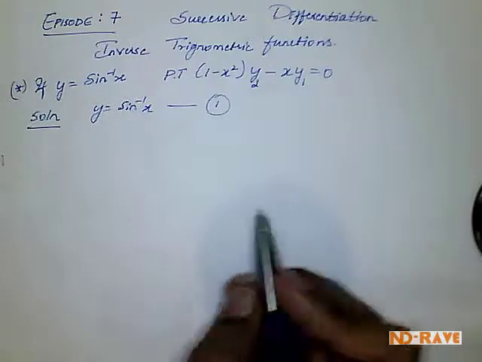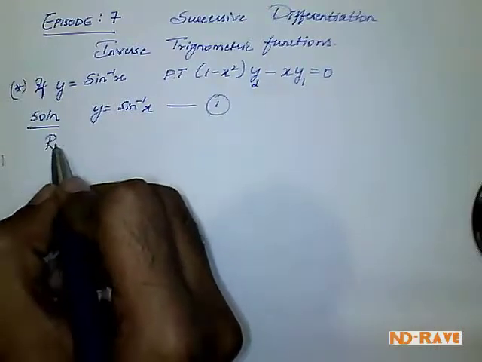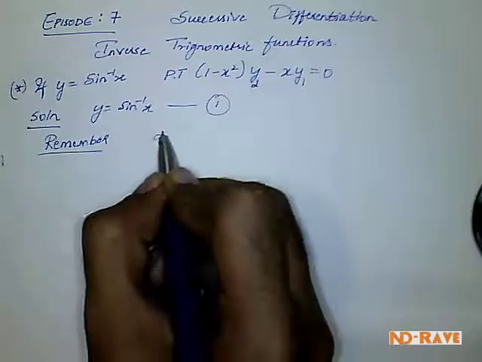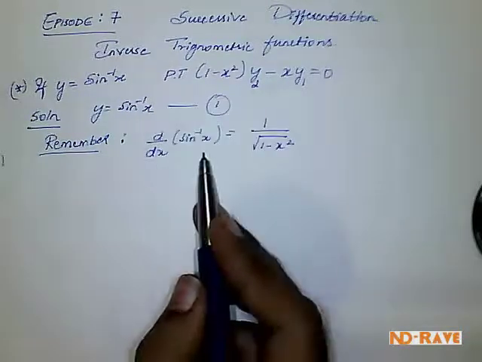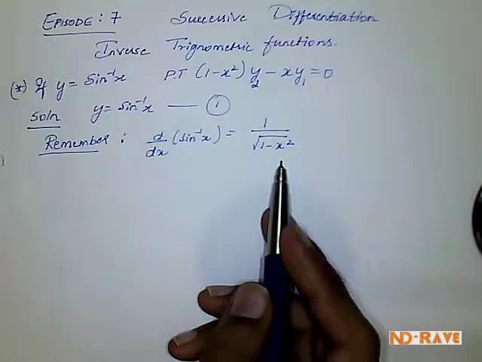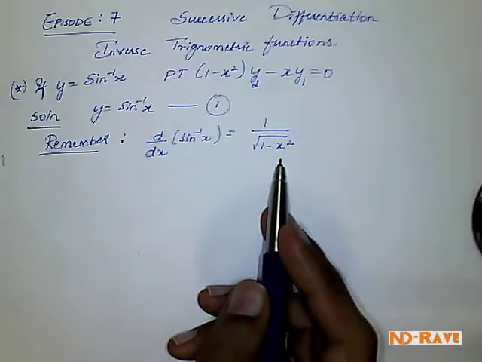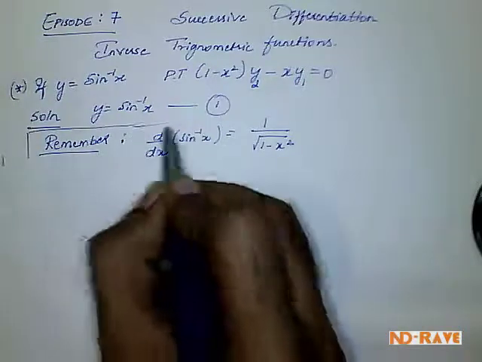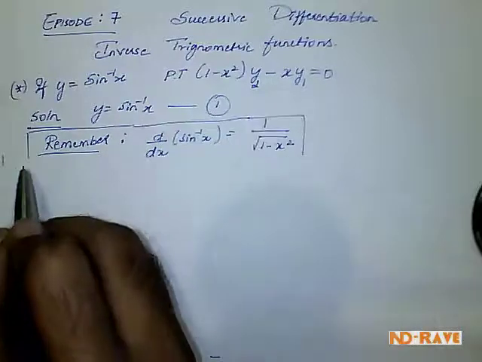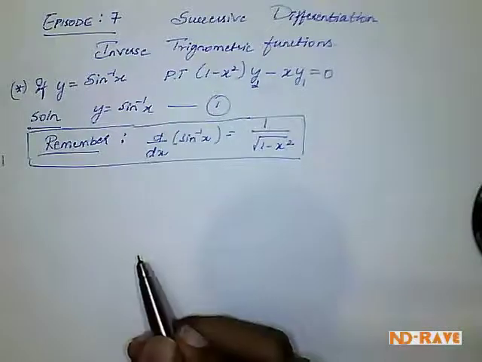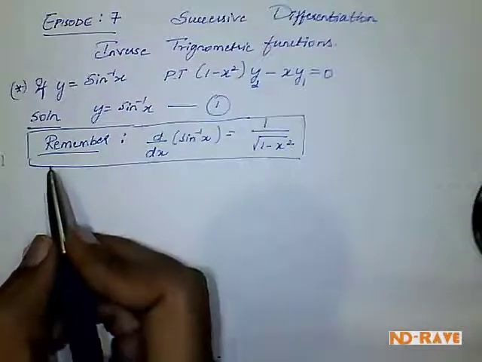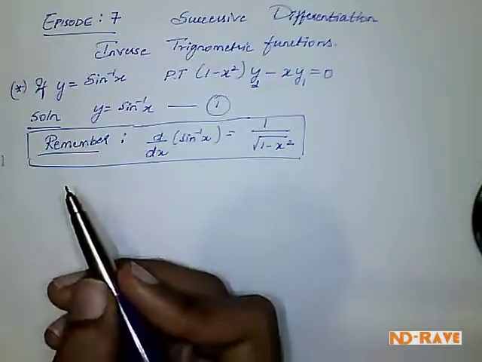So the main thing we have to know here is, remember this particular result. The differential of sine inverse of x is 1 by root of 1 minus x squared. So this is the result that you have to remember. This result is quite helpful in this particular problem. Similarly, cos inverse of x gives you a negative sign over here. So I don't think I have to mention it in the next coming classes.